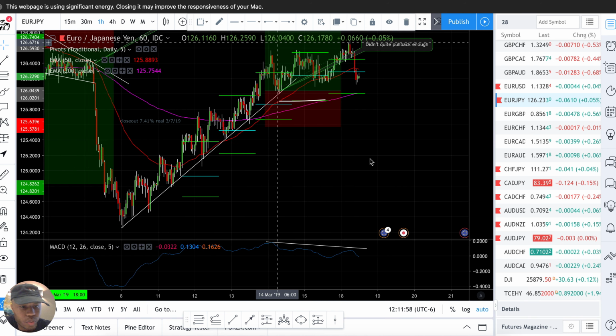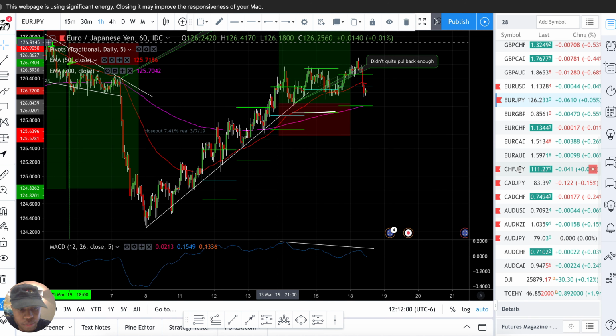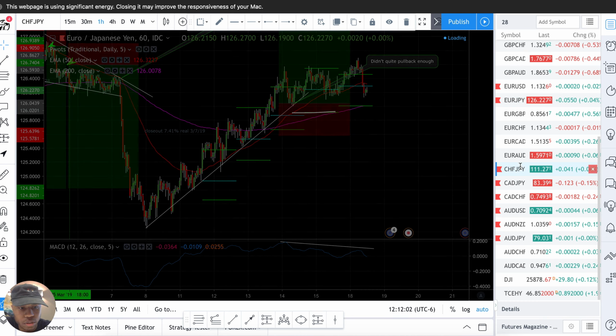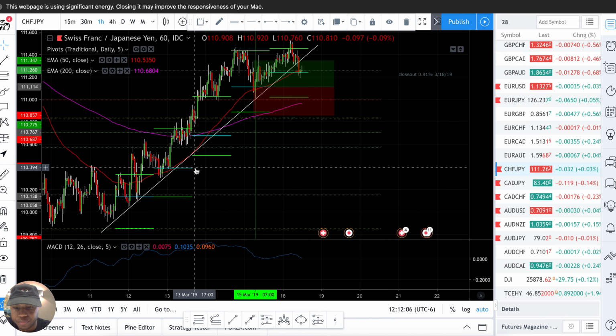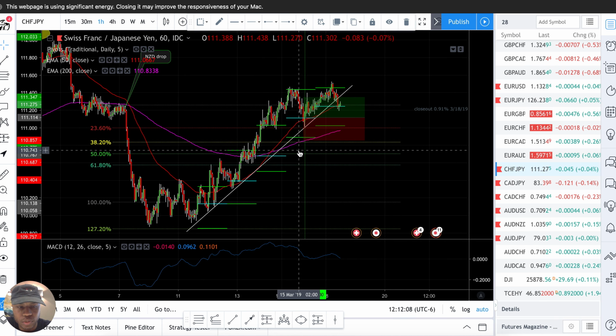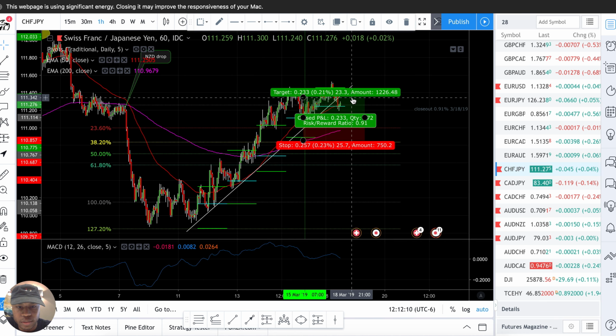All right, so we're good on Euro pairs. Let's flip to Swiss JPY. I really like this play. Ooh, did I get out of this already? I did.